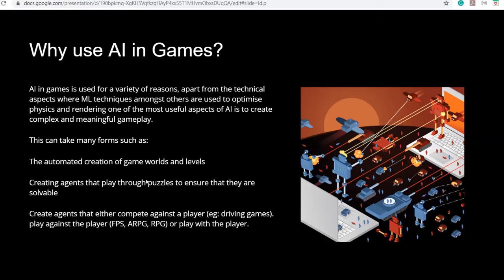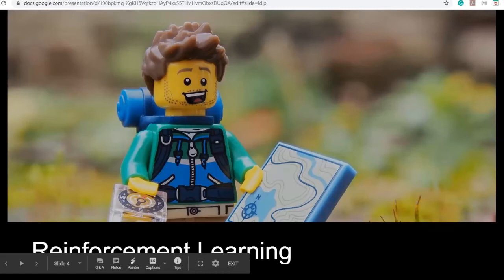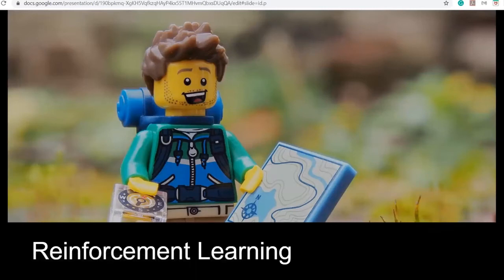Finally, AI is also used to develop agents that play a game by competing with the player, playing against the player, or together with the player. And this brings me to one of the most popular areas in AI that has to do with games, although it's also used extensively in robotics, called reinforcement learning.